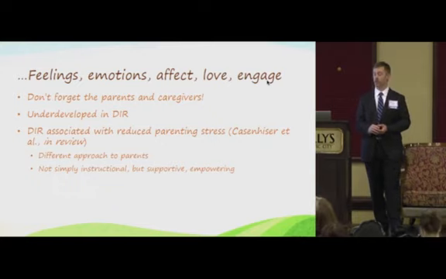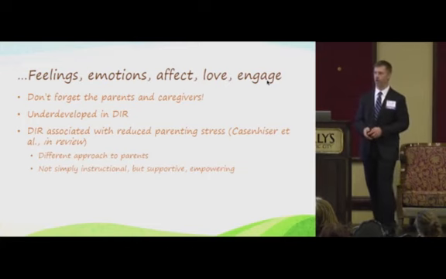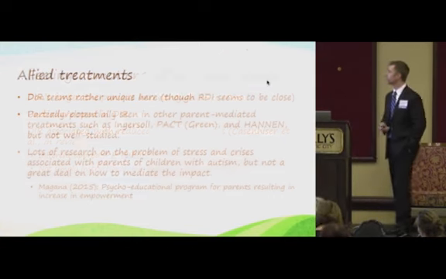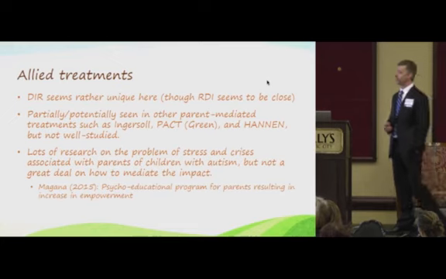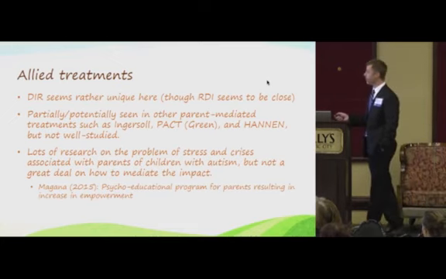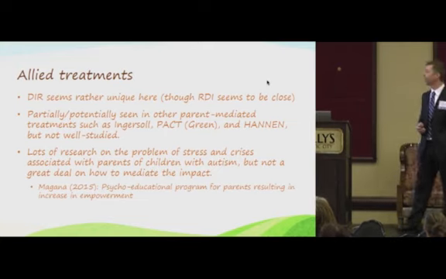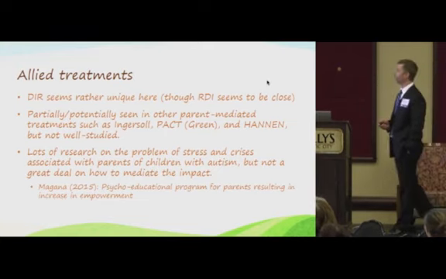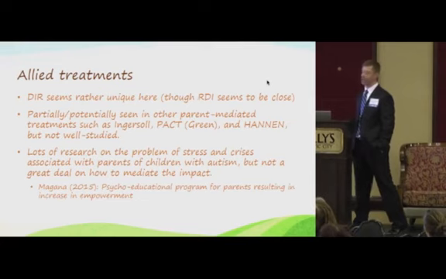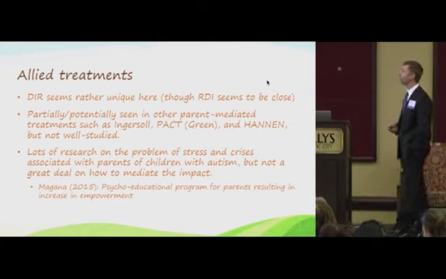Most of the parent-mediated interventions are instruction. Here's what you do, here and then next and then next. But there's no real social emotional support going on between therapist and family. Okay, allied treatment. So DIR seems to be rather unique, although RDI, and it's hard to differentiate RDI from DIR oftentimes. This may be a place where RDI seems to be the closest treatment.